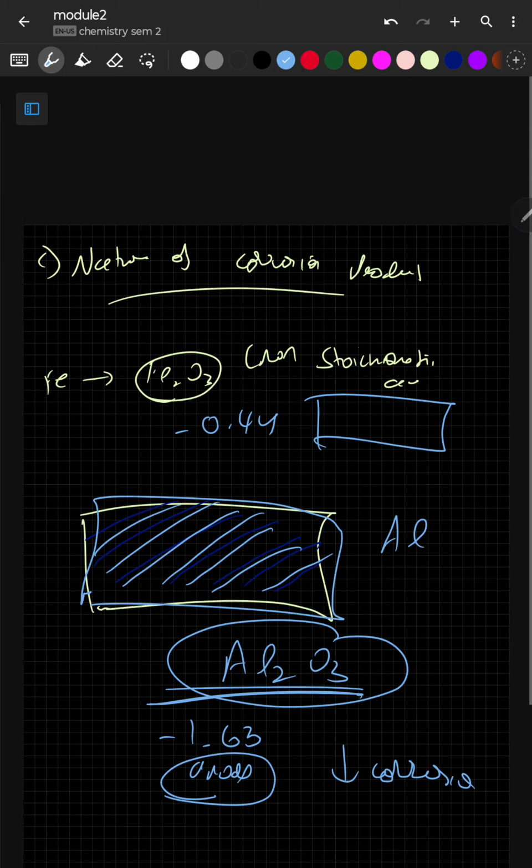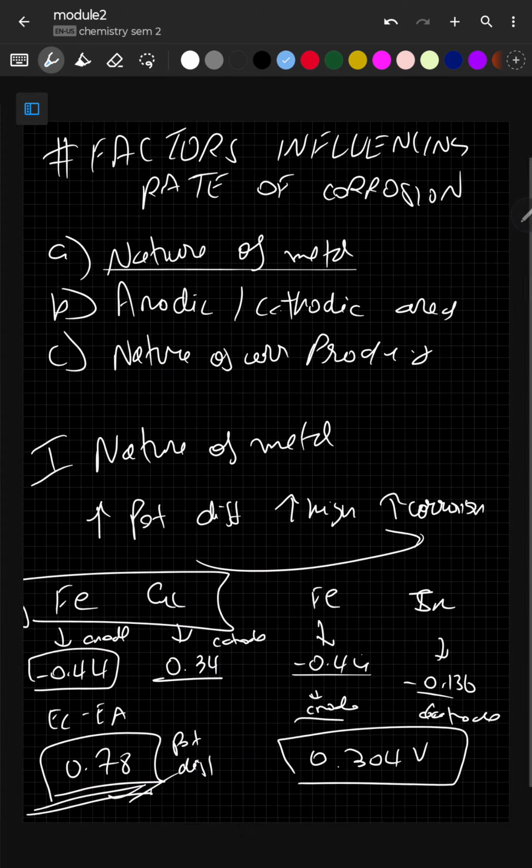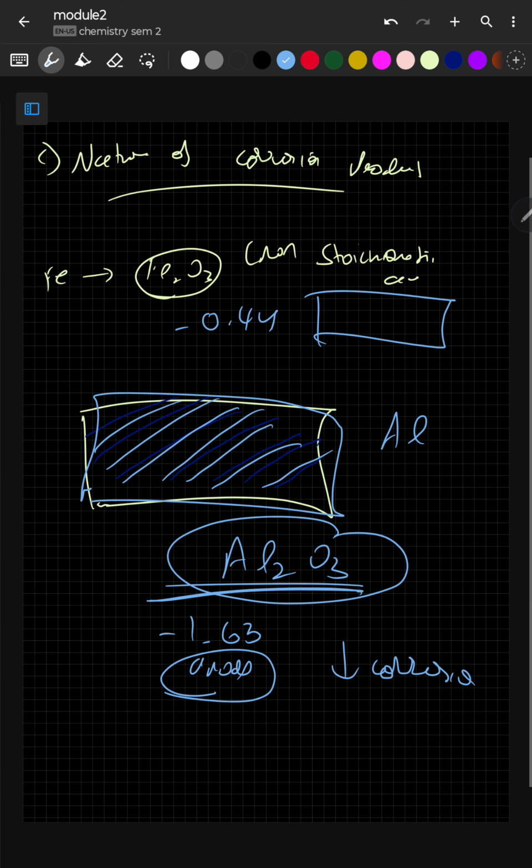That is one thing. First we saw the nature of metal, where we saw the potential difference. Then we saw the relative anodic and cathodic area, where I said that the lesser the anode region, the more the cathodic region, meaning more corrosion. How can you remember? More cathode, more corrosion, CC. And then we saw just now the nature of the corrosion product. Other factors also include the surface of the material. If the surface of the material is smooth, without many cracks or brittleness, then there is a lesser rate of corrosion. If there are cracks, then there is more chance of corrosion.